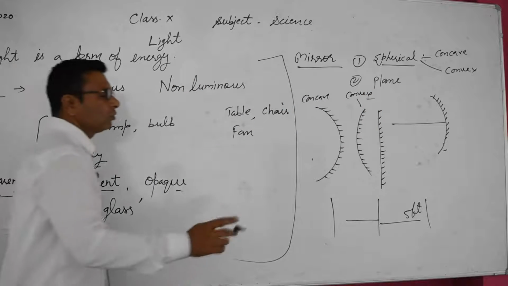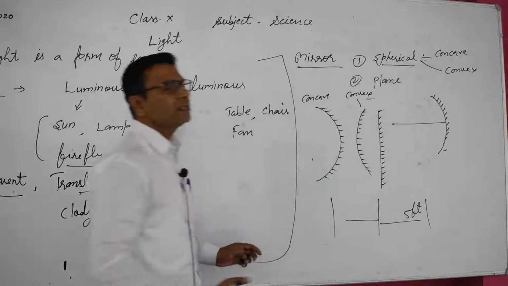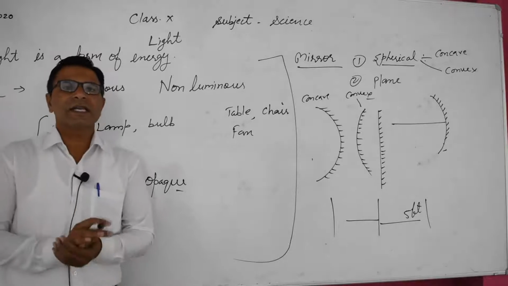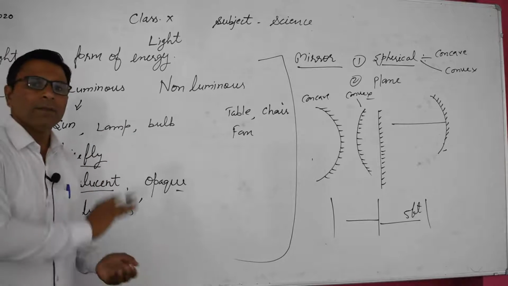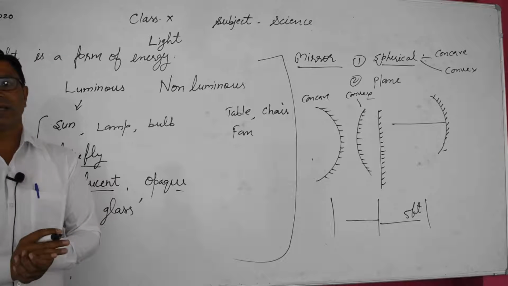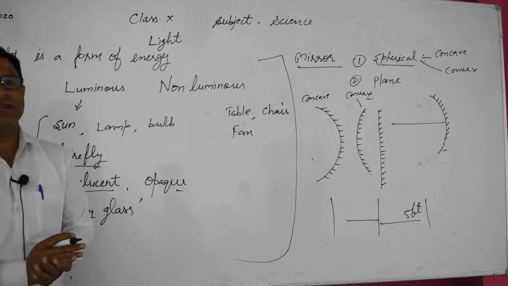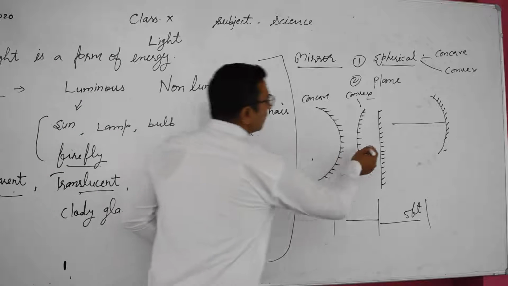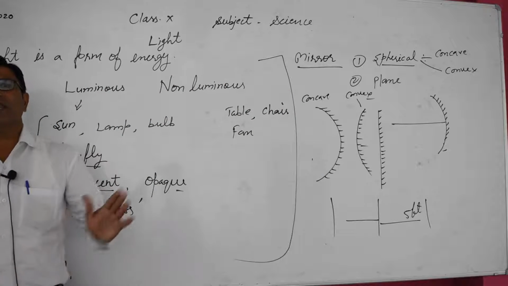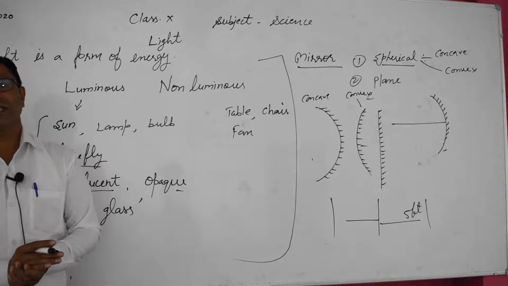Okay, and now I want to tell you another name of this. This is a converging mirror, because whichever rays fall on the mirror, it converges all the rays on the focus. So we can say it is converging mirror. And the other, the convex mirror, is a diverging mirror, because it diverges all the rays which fall on the convex mirror. So it is diverging mirror.